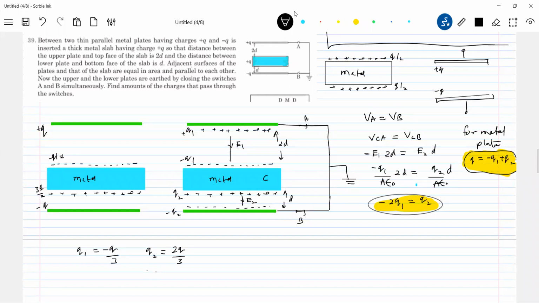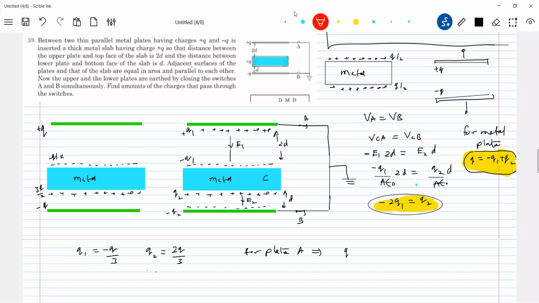So I have to change, no, because I assumed this to be plus Q1. So it is in fact minus Q1. So earlier there was a charge Q. Now it has become minus Q by 3. So 2Q by 3 charge flown through the switch A. So we'll do one thing, plate A. For plate A, earlier charge was Q.